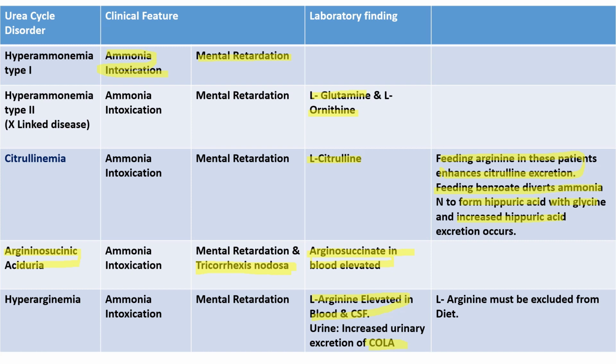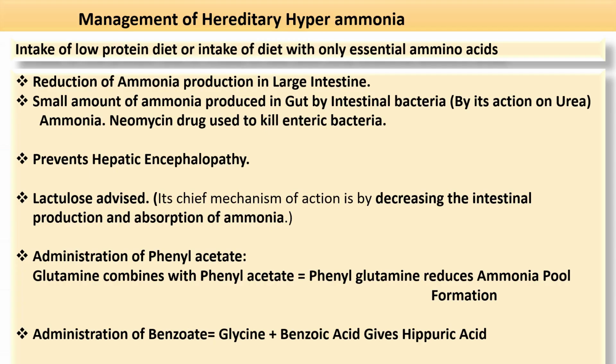And in case of hyperargininemia, your diet should be without L-arginine. यहाँ पे arginine हमें नहीं लेना चाहिए. The patient is suffering from hyperargininemia. Now management of hereditary hyperammonemia. So in this condition, the diet should be low in protein and intake of diet with only essential amino acids. The next step is the reduction of ammonia production in the large intestine.